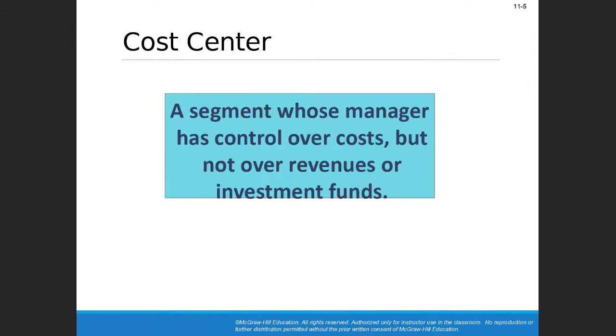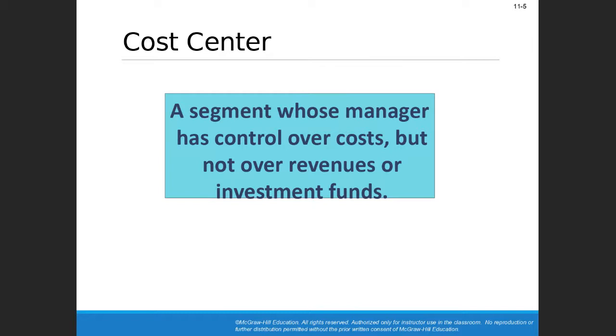So a cost center is a manager who has control over costs, but not revenues or investment funds. So it's pretty easy to imagine the factory manager, and of course they can manage the costs within their little factory. They can't maybe manage costs of raw materials, but they can manage labor costs and utility costs and things within there. But certainly they can't be responsible for sales, right? And they don't have responsibility for investments.